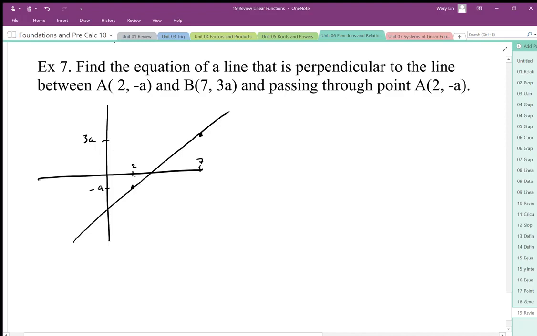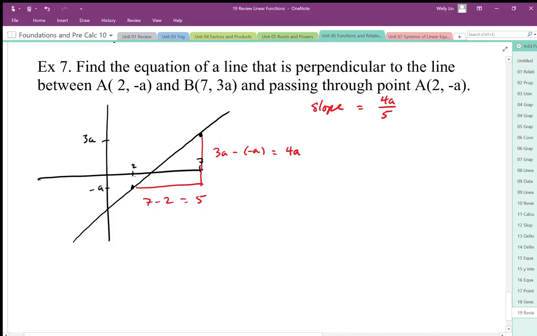so we're okay. Now we are going to still have a's in our rise and run here, because our rise here between 3a and negative a is going to be positive 4a. And our run we can measure as positive 5. So when we work out the slope, our slope will have an a in it, rise over run. Okay, so we're going to have to kind of deal with that.